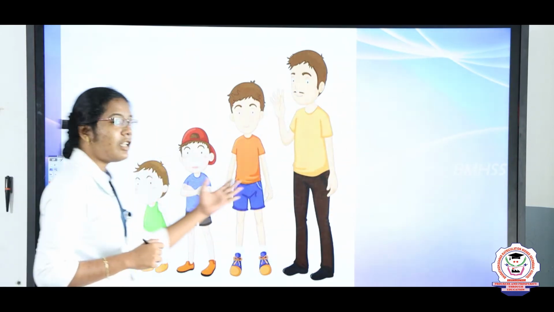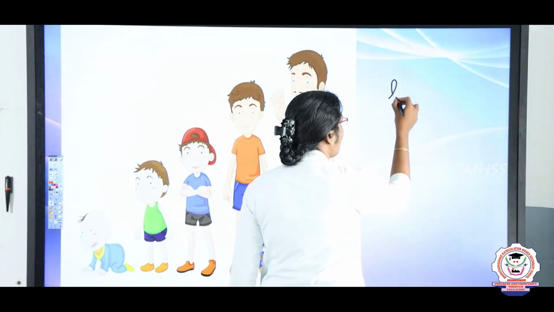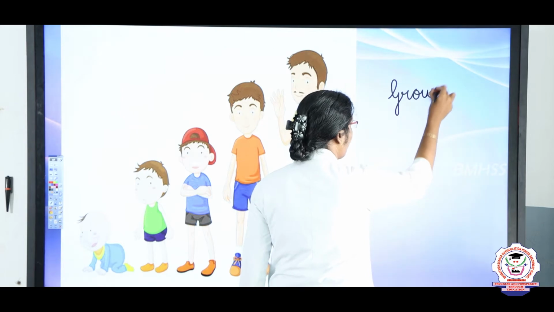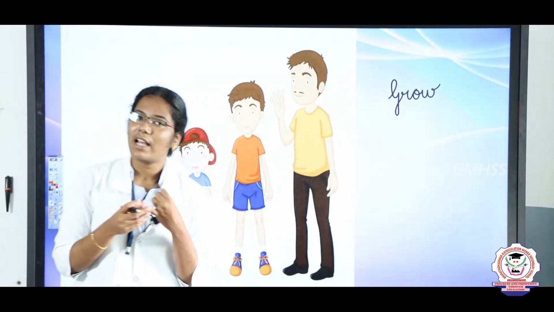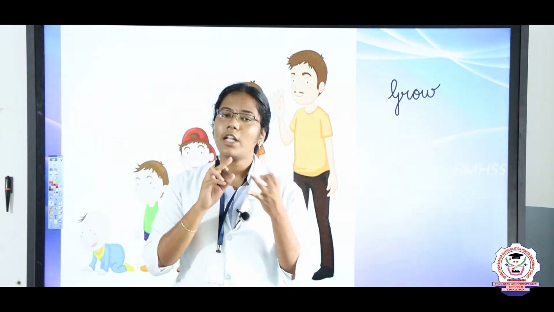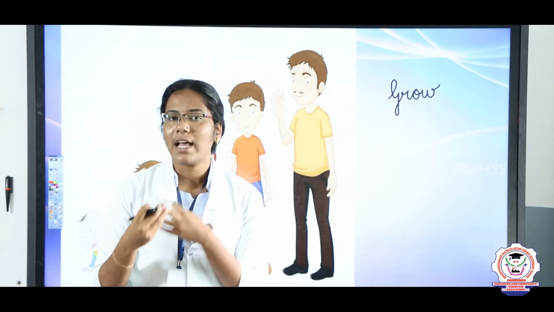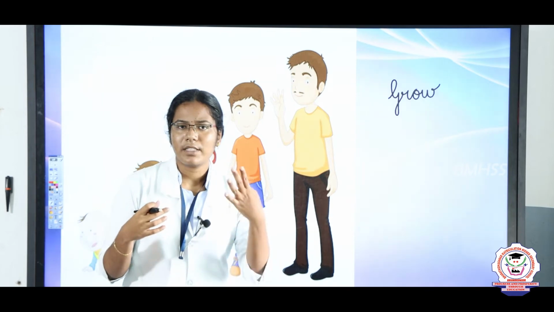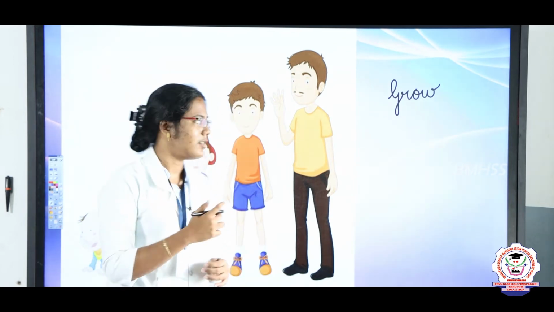Then, food helps us to grow. Food helps us to grow. G-R-O-W, grow. Okay, so what are the uses of food? Food helps us to give energy. Food helps us to do our regular activities. Then the third point we saw, food helps us to grow. Then food helps us to protect from many diseases, right?